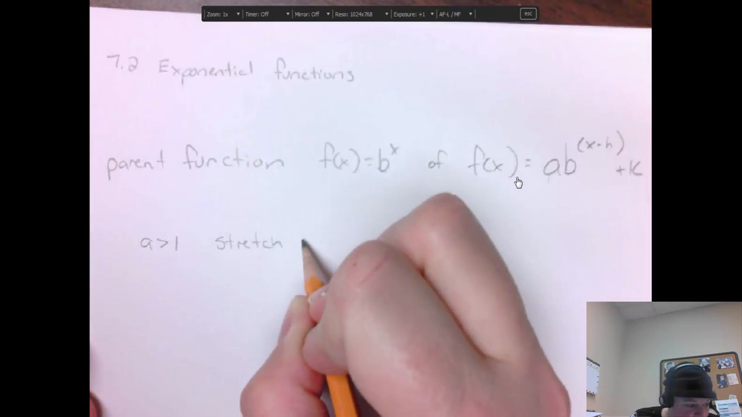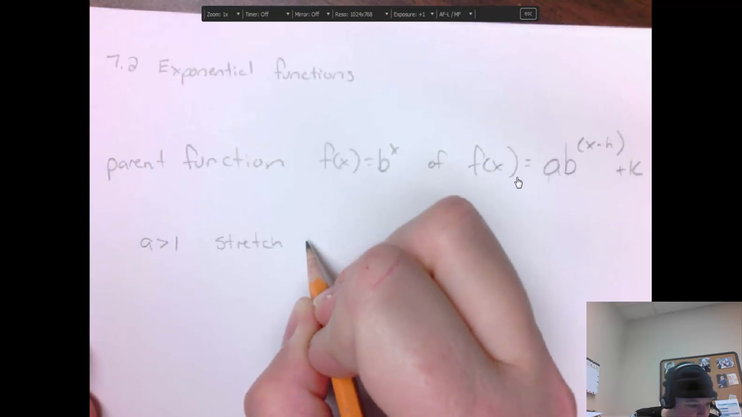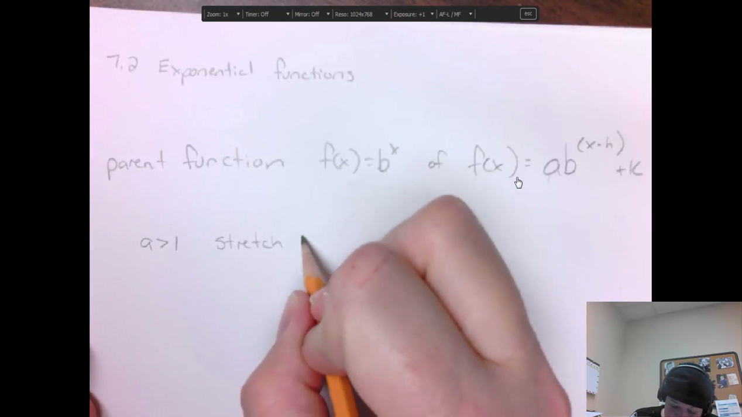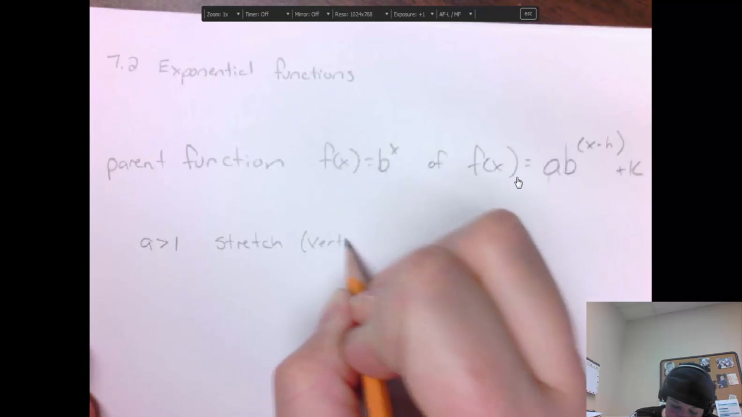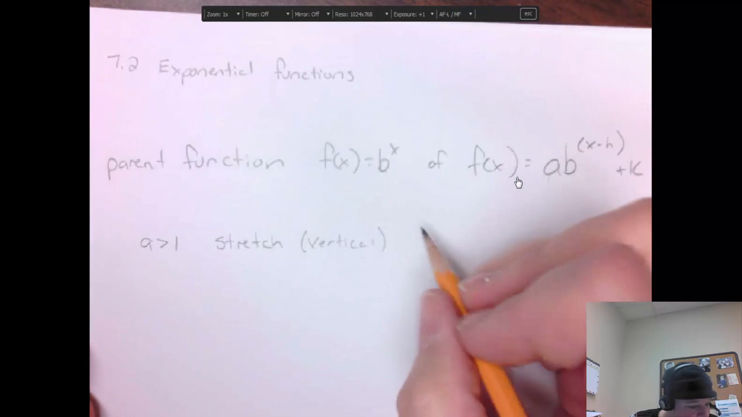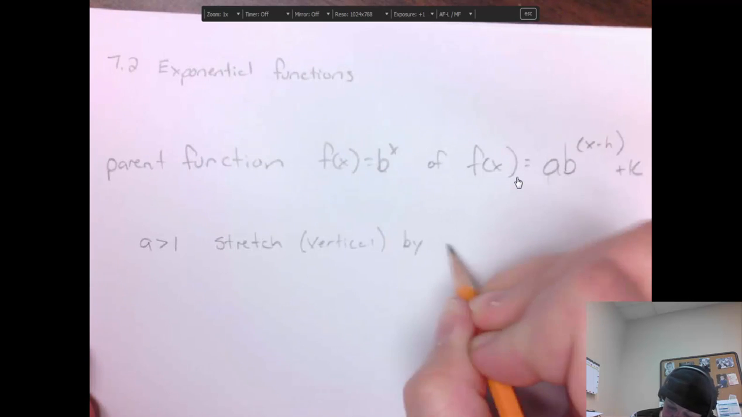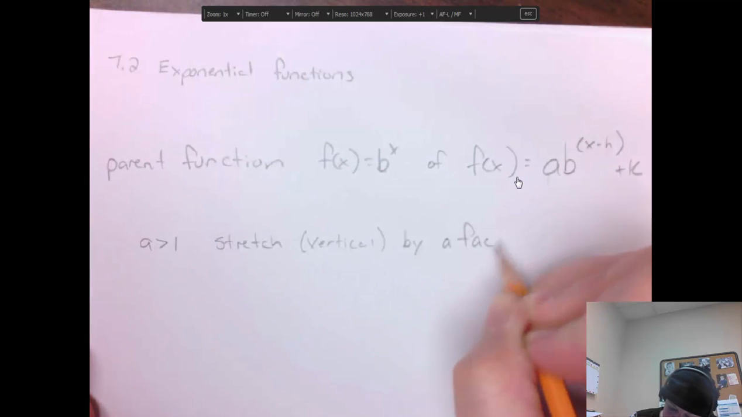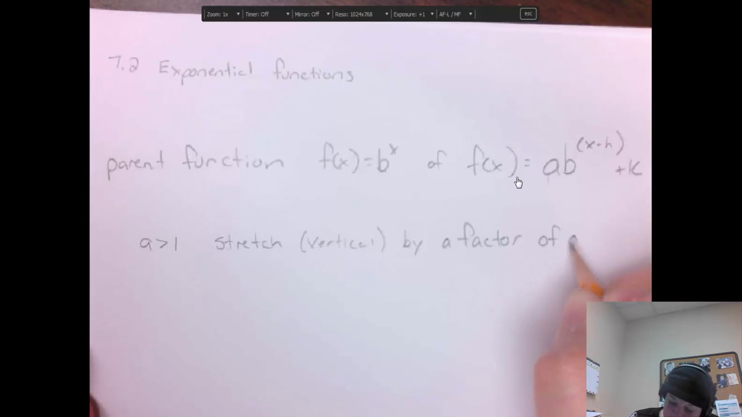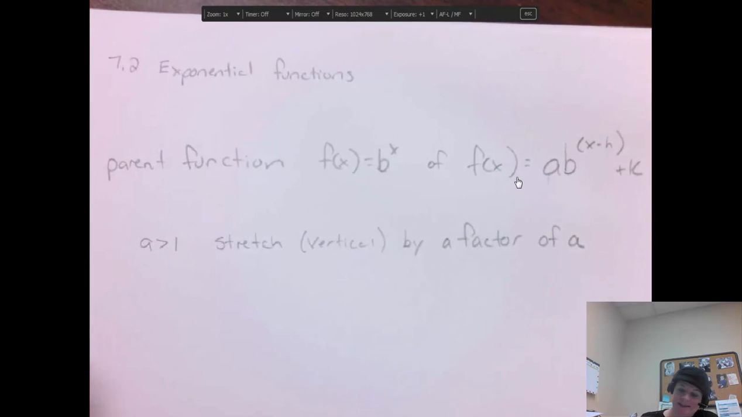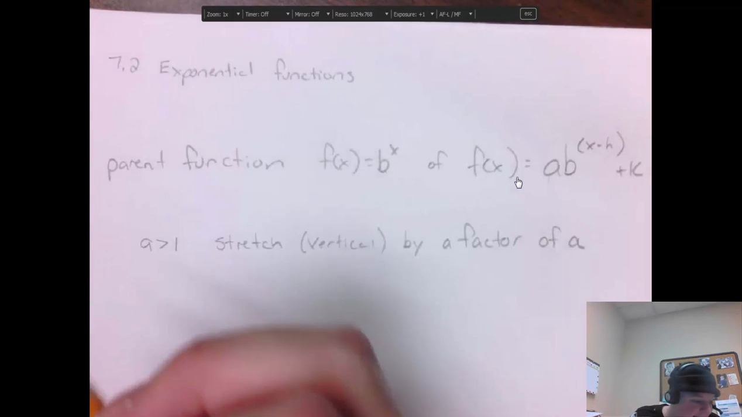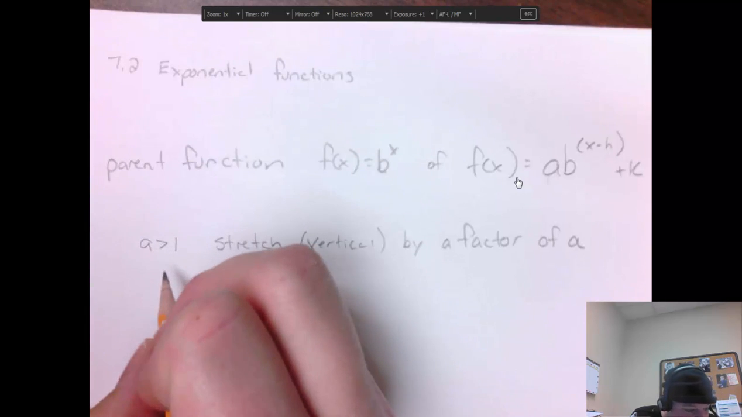And again, this is a vertical stretch by a factor of a. So when you multiply, it's going to stretch you vertically. It's going to pull you away from the x-axis by a factor of a. It could be 2 times, 3 times, 4, something like that.